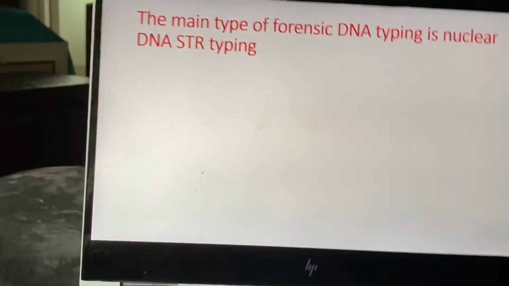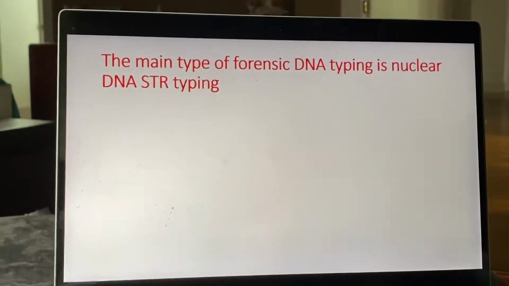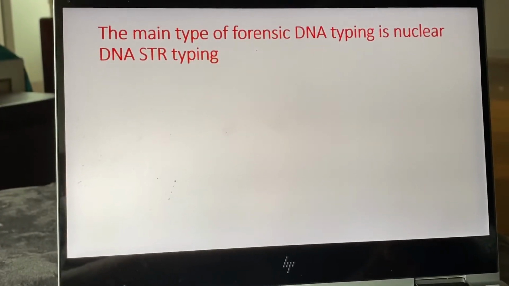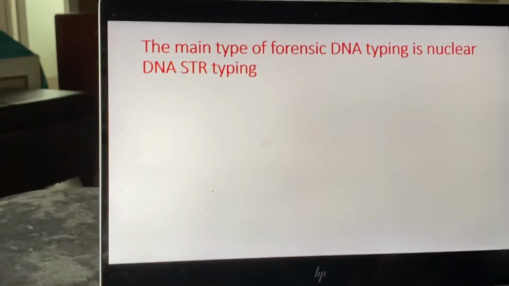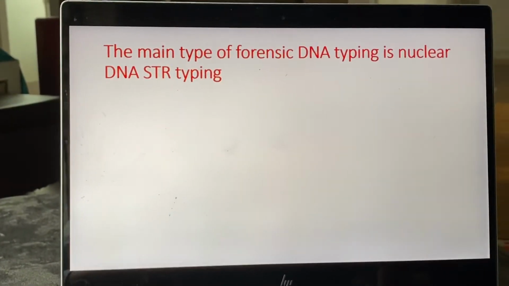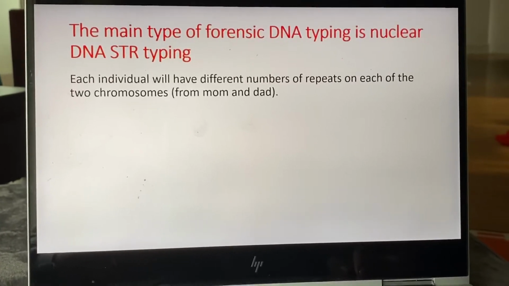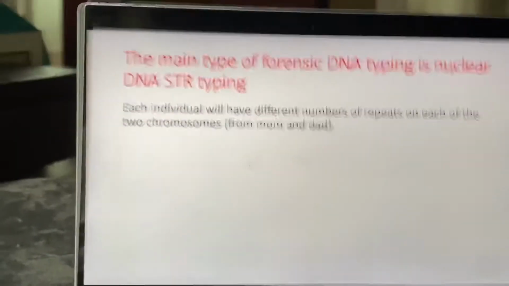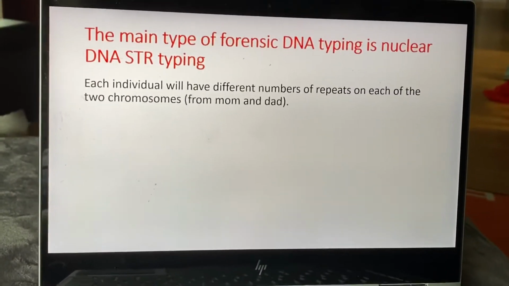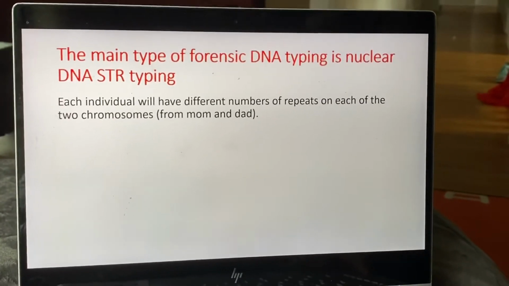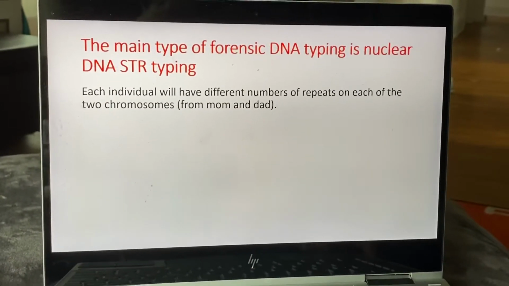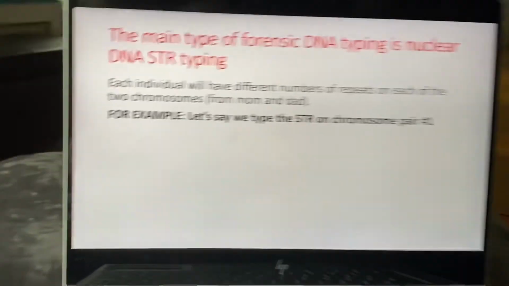All right, so here's where we left off. As I mentioned, the main type of forensic DNA typing is nuclear DNA. So it's DNA from the nucleus and looking at STRs, or short tandem repeats. Each individual, each different human, is going to have different numbers of repeats on each of the 2 chromosomes that they have. Because remember, chromosomes come in pairs. You get 1 from mom and 1 from dad.